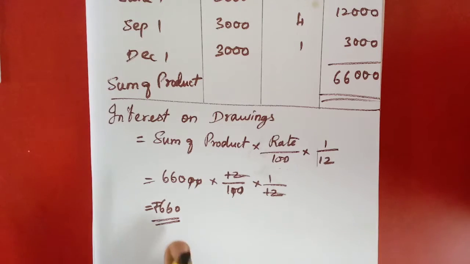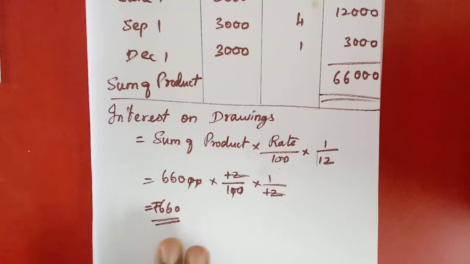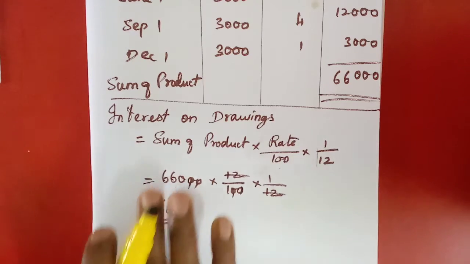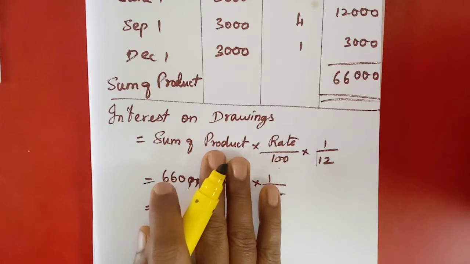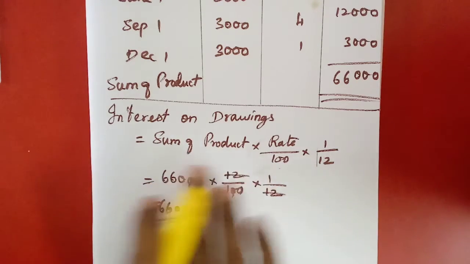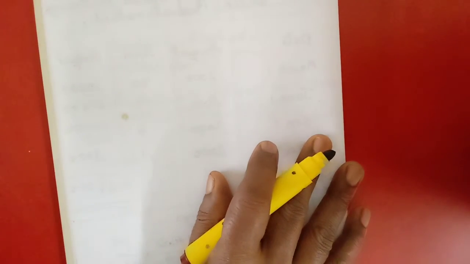Under the direct method and the product method, we get the same interest. I think the calculation here is very easy. So we have different methods to calculate interest on drawings. The first one is the direct method, this one is the product method. Now we will see the next method, the average period method.